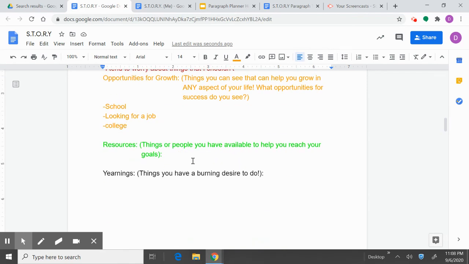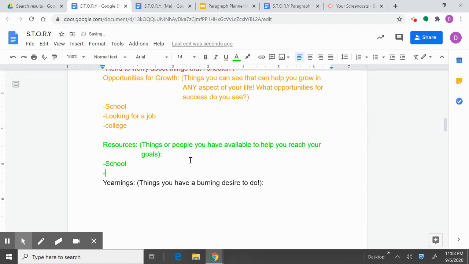Your resources, so things or people you have available to help you reach your goals. Again, hopefully you have school as a resource. Family would be my guess. Teachers, etc. Didn't spell teachers right. But what are the things you can list for your resources? As many things as possible.